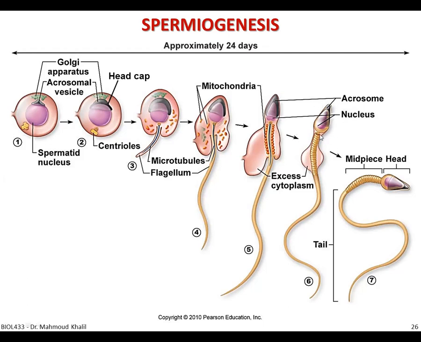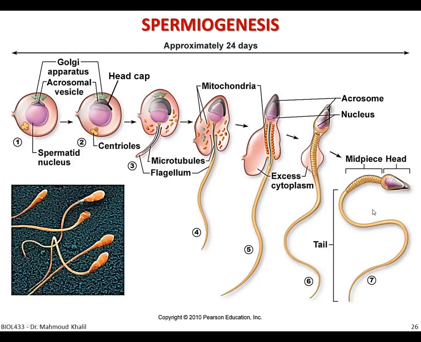And now the distal part of the centriole is attached to the axial filament or the tail. And soon after the casting off of the cytoplasm, you can see that the whole sperm is now functional with the main regions of the sperm. And here you can see a real scanning image of the shape of the human sperm.